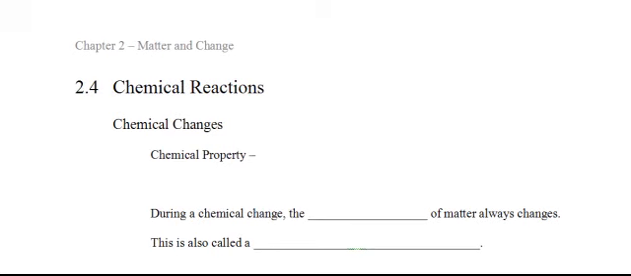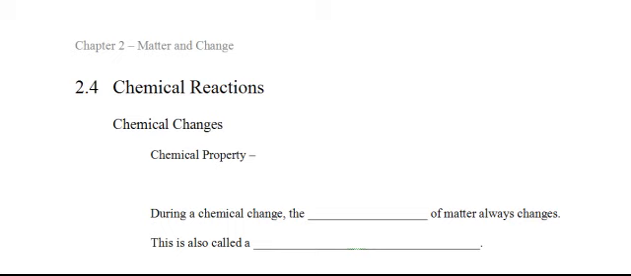And welcome to 2.4 Chemical Reactions. Again, we are in Chapter 2 dealing with matter and change. We've talked about various properties of matter. We've talked about various changes that matter can undergo. And now we're dealing with chemical changes, one of my favorite things to do in chemistry.